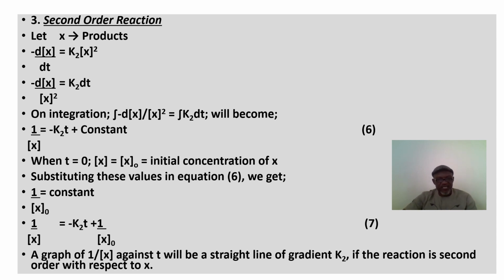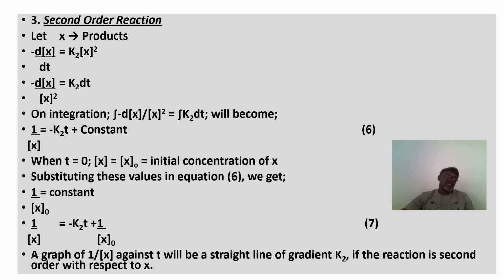We'll repeat the same thing again with our boundary conditions. t is equal to 0, x will be equal to x0, that's the initial concentration. Then we'll substitute these values in equation 6 and we'll have equation 7: 1 over x is equal to k2t plus 1 over x0. So we'll plot a graph of 1 over x against t. If it gives a straight line, the slope will give k2, and the intercept is 1 over x0.